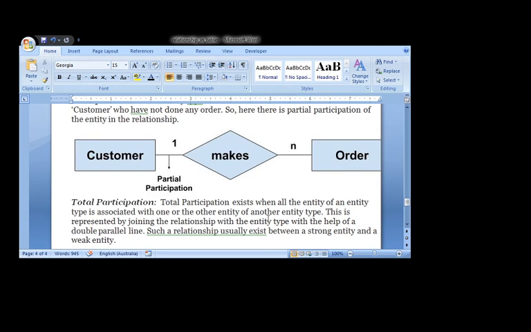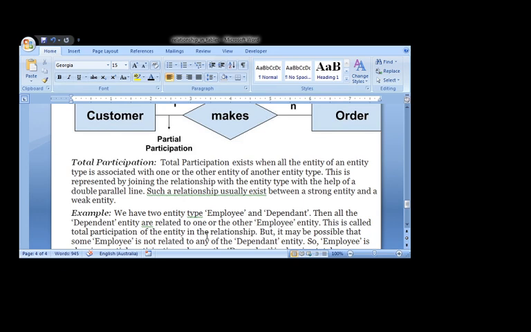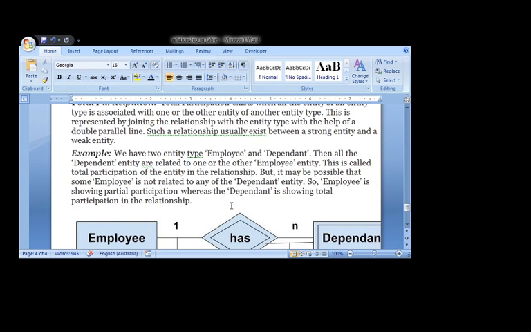Total participation exists when all the entities of an entity type are associated with one or another entity of another entity type. This is represented by joining the relationship with the entity type with the help of a double parallel line. Such a relationship usually exists between a strong entity and a weak entity.